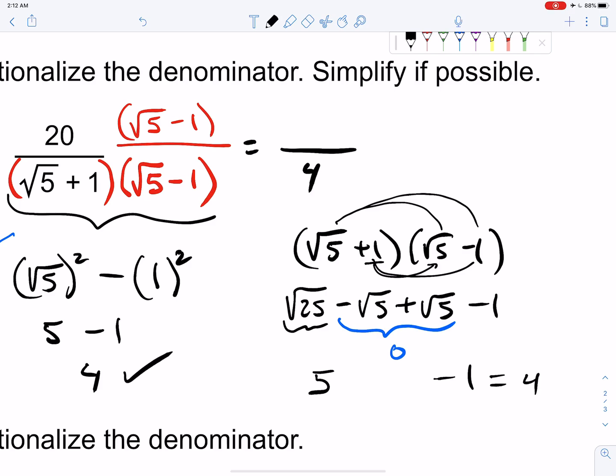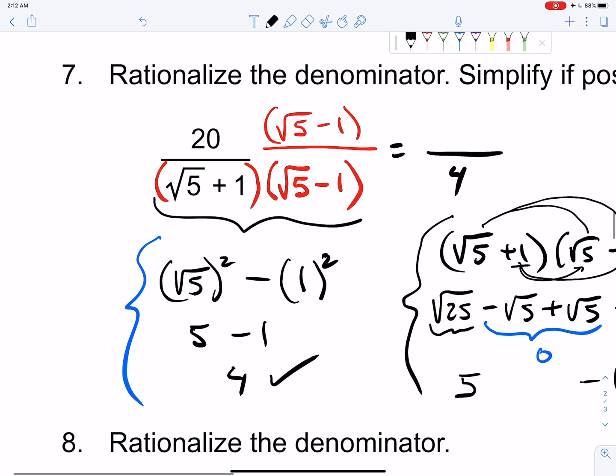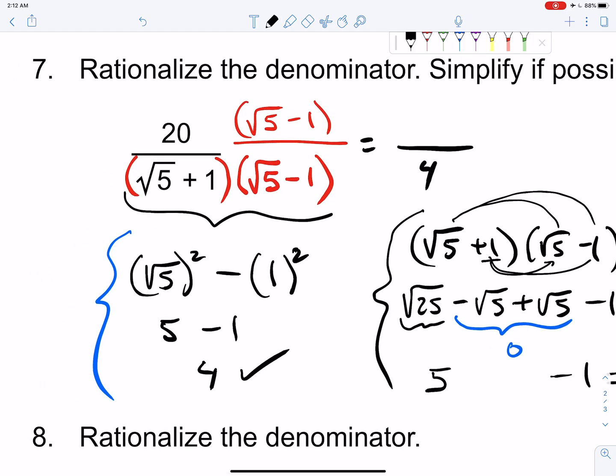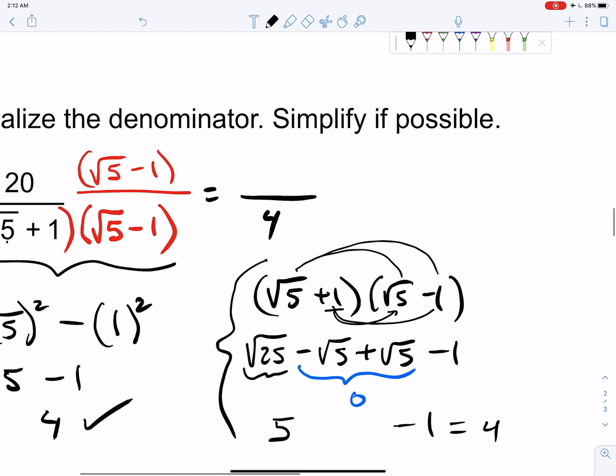Hey, I wasn't so crazy. Look, I got the same thing. But I didn't have to go through all this work because I knew that this was a difference of two squares, and every single time the middle terms are going to zero out, the first term is a perfect square, and the last term is a perfect square.